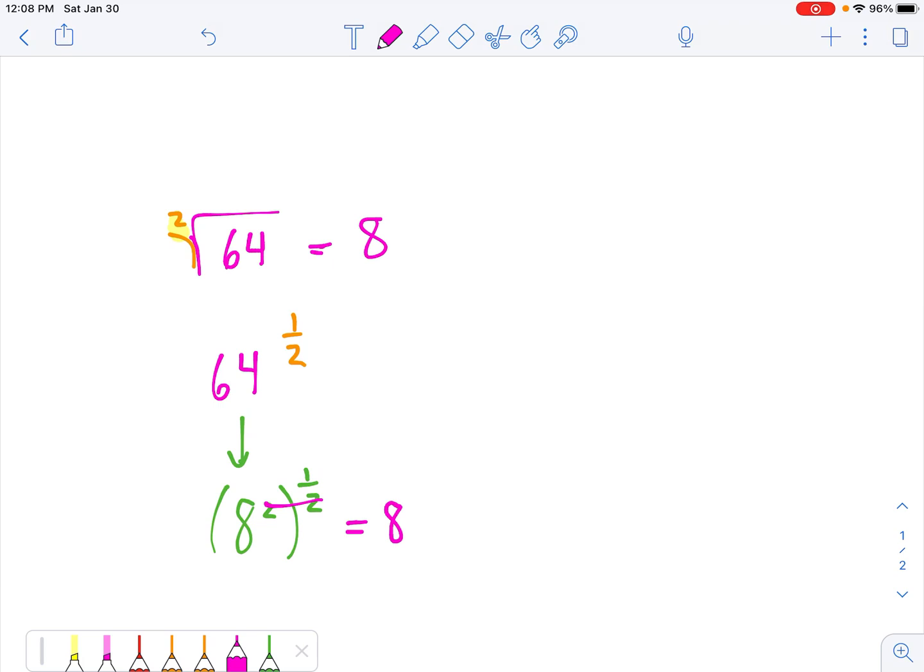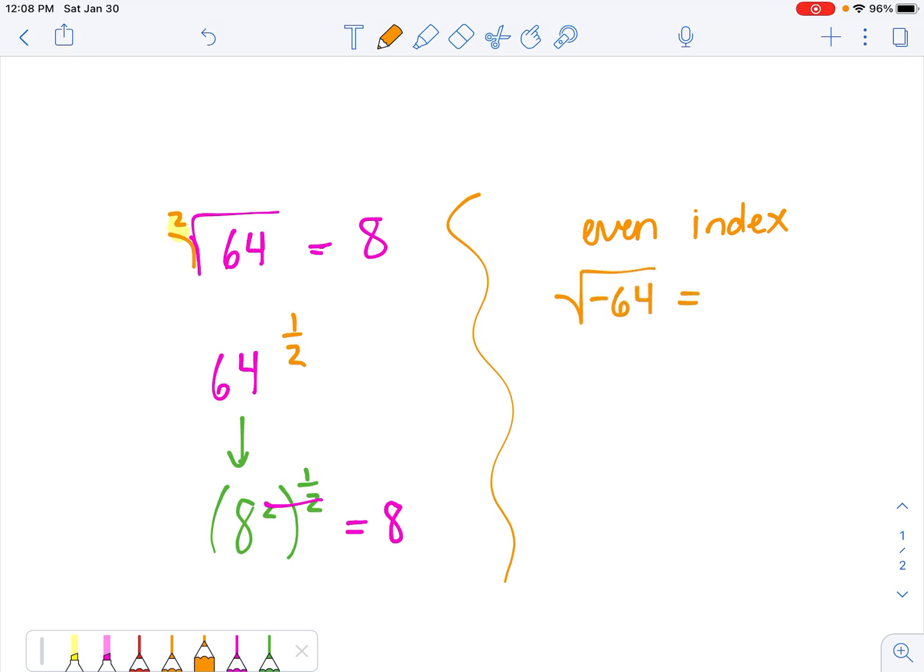Now let's also think about the idea of if we can have a negative under the radical. If we have an even index, can we have a negative underneath the square root? So could I take the square root of negative 64? What do you think? Would we get a real solution? No, you're right. We would have an imaginary solution of 8i. What if I told you I want your answers to be real numbers? We would say this has no solution.